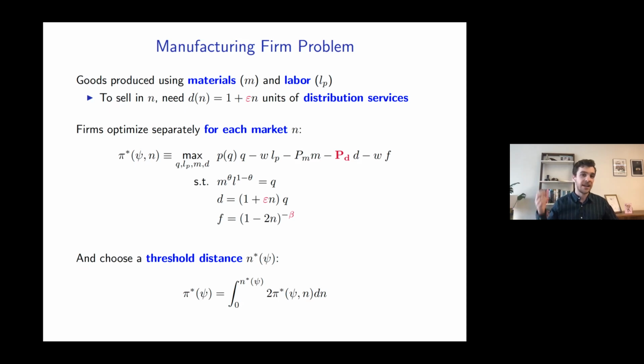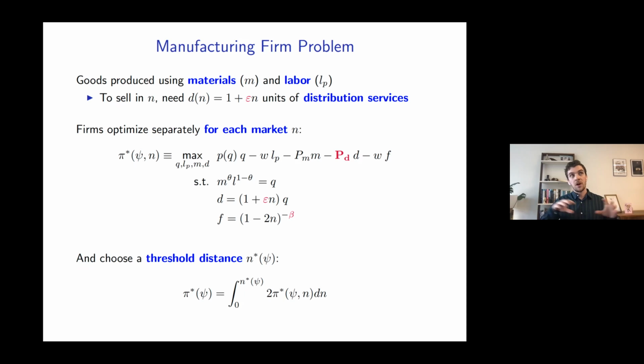So when epsilon's very high, the difference between selling locally and selling far away is enormous. While if epsilon is 0, basically it costs exactly the same to sell 10 miles away as it does 100 miles away. And this epsilon is really going to help us understand how the distribution share varies with size.